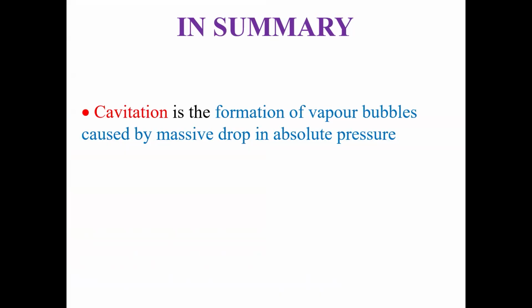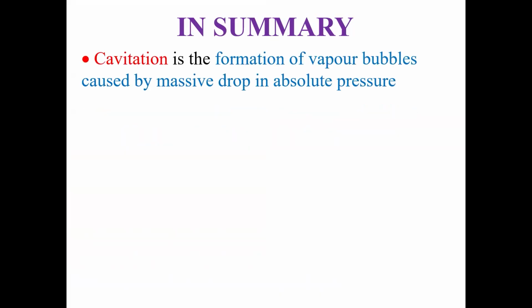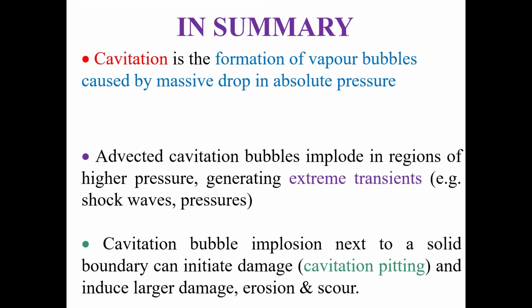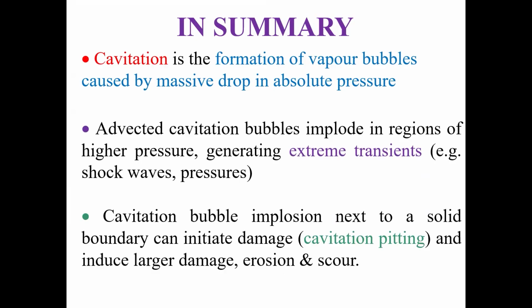In summary, cavitation is the formation of vapor bubbles caused by a massive drop in absolute pressure for a constant temperature. Advected cavitation bubbles may implode in regions of higher pressure, generating extreme transients, and when the cavitation bubble implosion occurs next to a solid boundary, it may initiate damage, in turn leading to larger erosion and scour.